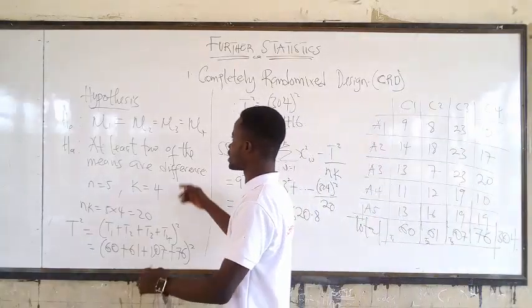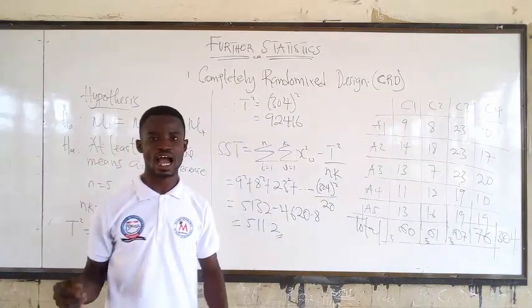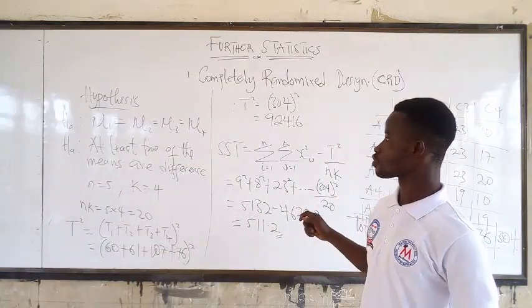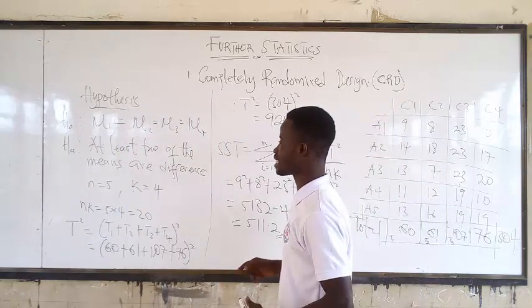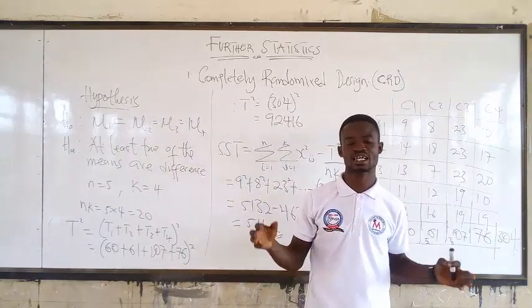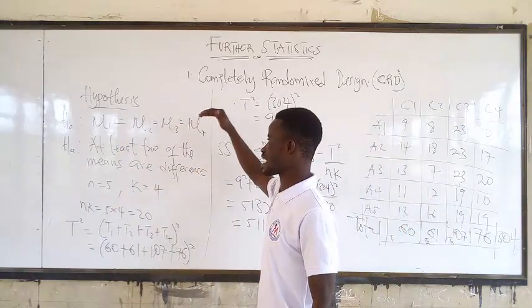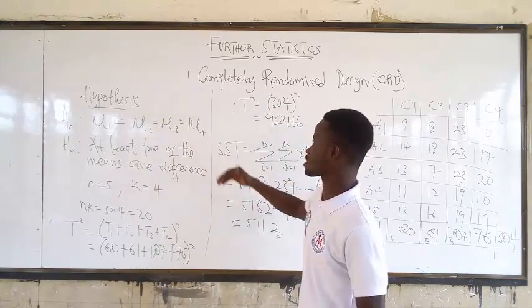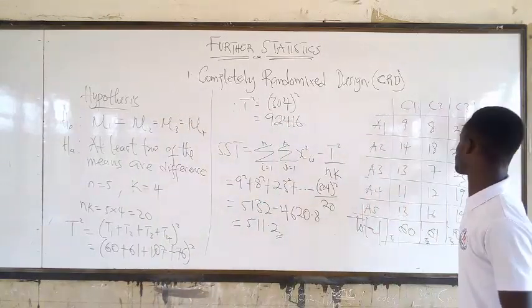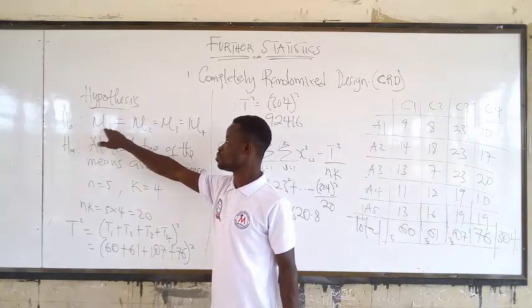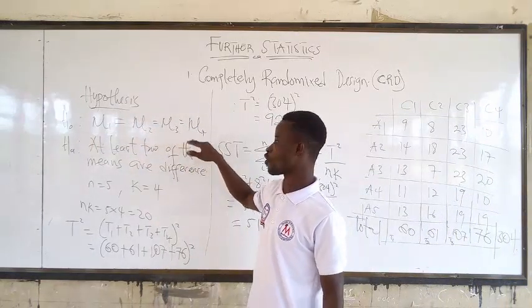Alright, so the first thing to do is to state our hypothesis. So the hypothesis is that you state the null hypothesis, then you state the alternative hypothesis. That's where we consider the number of companies. So how many companies do we have? 4. So that is mu1, mu2, mu3, mu4.